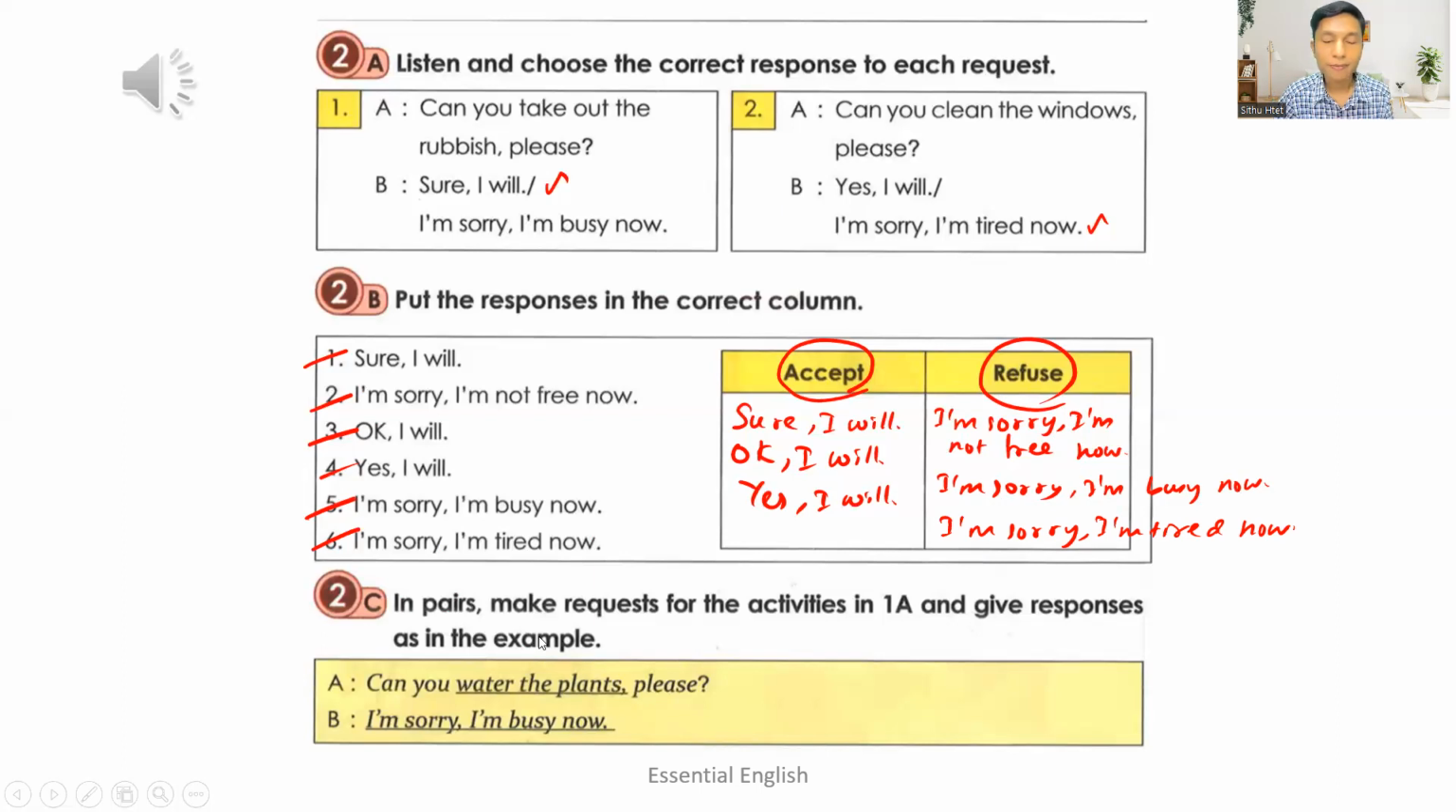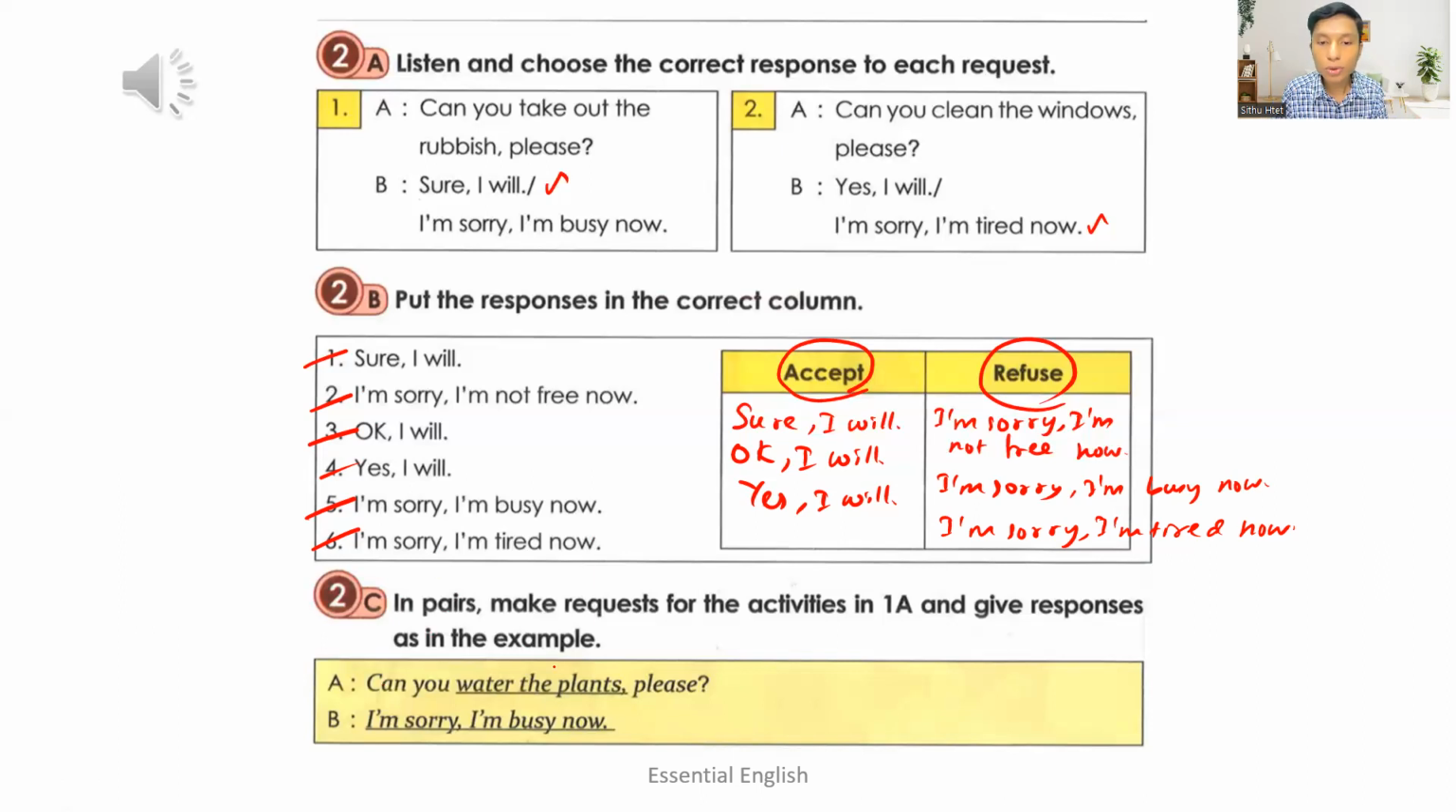Now it's your turn. In pairs, this means two students must work together. You and another student must work together to make requests for the activities in exercise 1A and give responses as in the exam. So you've learned 10 activities in exercise 1A and you have to make requests for the activities.